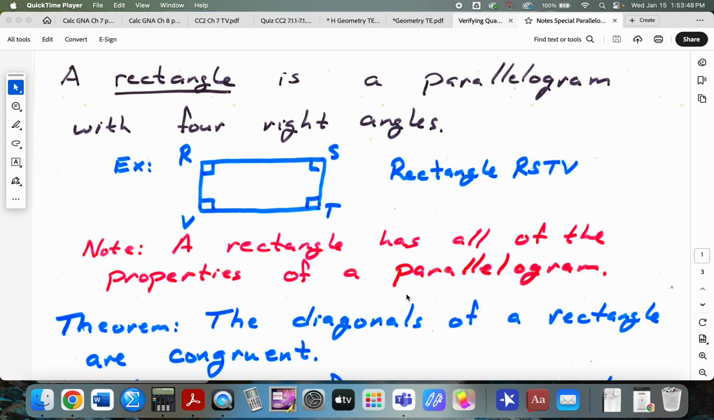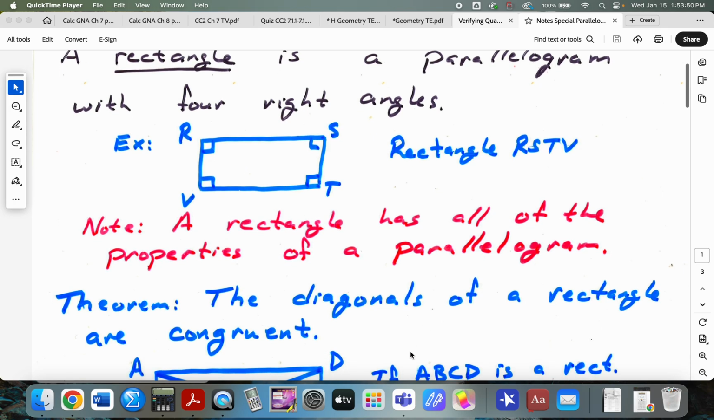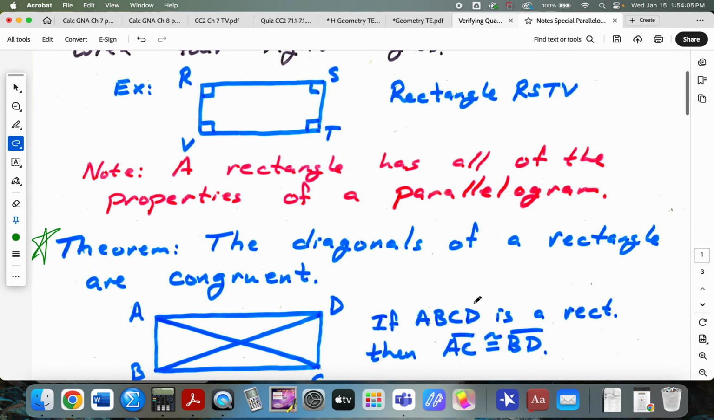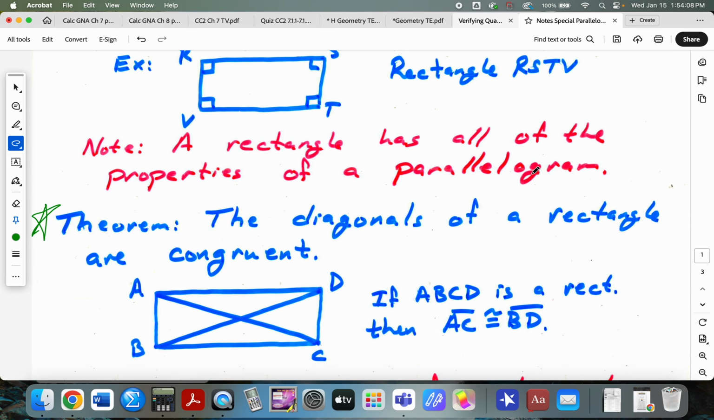The thing you may not know is that unlike ordinary parallelograms, the diagonals of a rectangle are congruent. That's something new that you may not know. The diagonals of a rectangle are congruent. So in this diagram, if ABCD is a rectangle, then the distance from A to C is the same as the distance from B to D. And that's because it doesn't lean over.